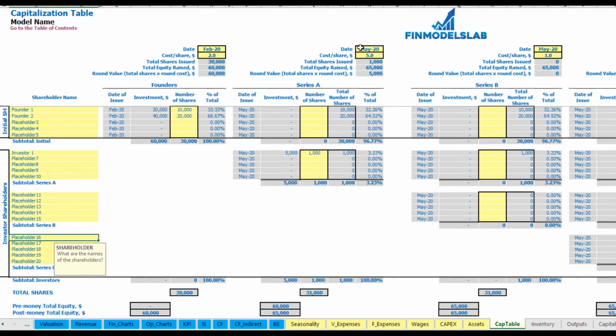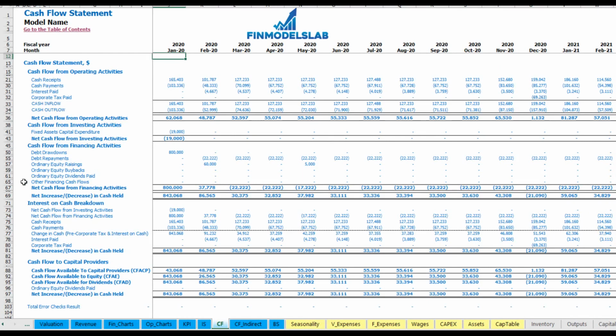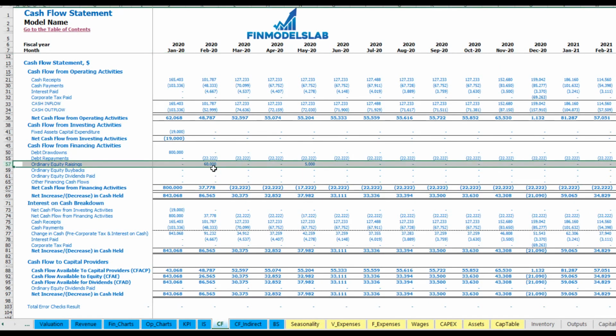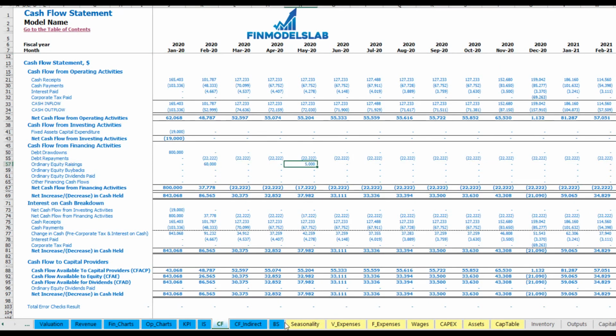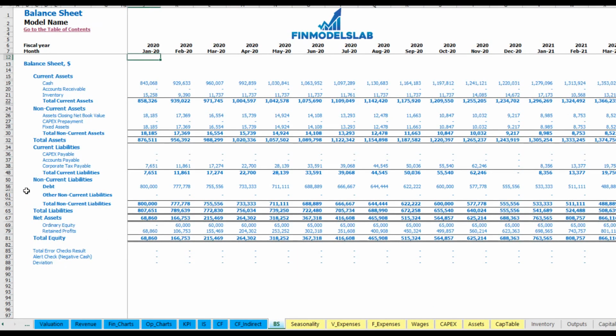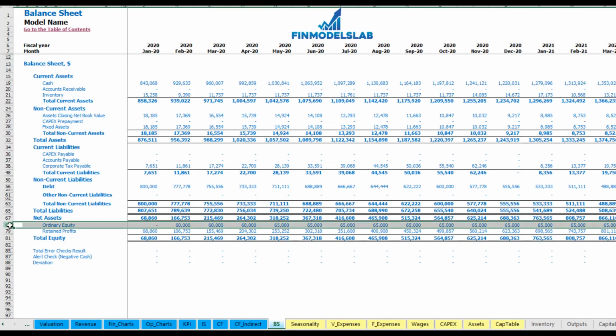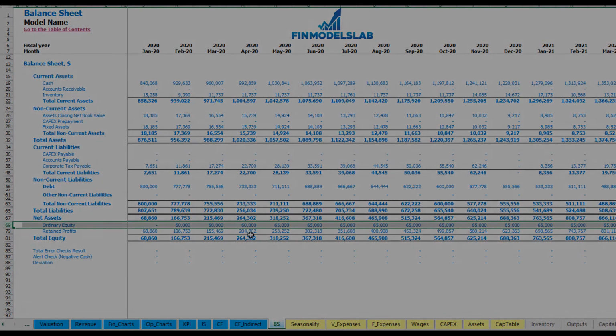The same way you can set up the date, cost of share, and up to 5 investors, with up to 5 placeholders for number of shares. The amounts of funding you may see in the cash flow, in the ordinary equity raisings, and you may see the balance sheet, which shows you the total equity by months.